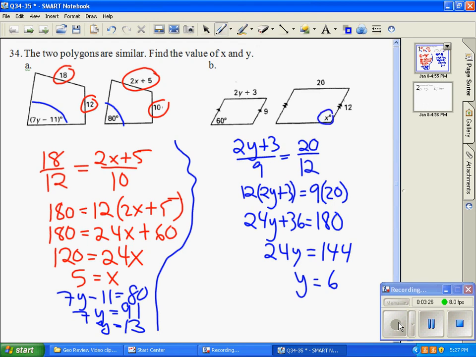x. Now we have a little problem here. I realized we haven't done parallelograms yet. So in a parallelogram, this and this angle are supplementary, so this is 120. Okay, so now it's really simple to see what x is equal to. x is just equal to 120.